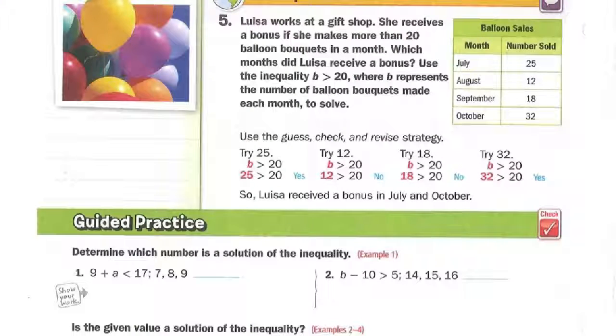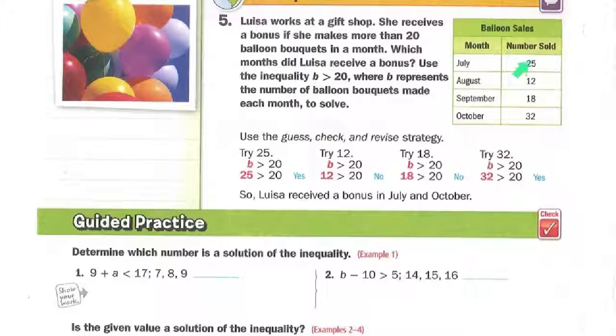All right, real world link here. Louisa works at a gift shop. She receives a bonus if she makes more than 20 balloon bouquets in a month. Which months did Louisa receive a bonus? Use the inequality B is greater than 20, where B represents the number of balloon bouquets made each month, to solve. So you can use a guess and check to try this, okay? Or you can just look.